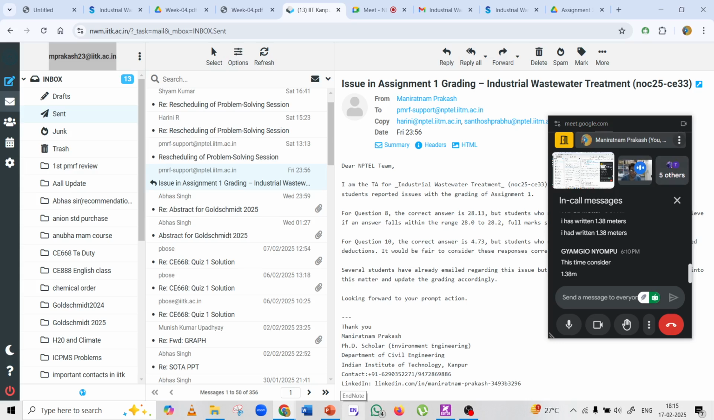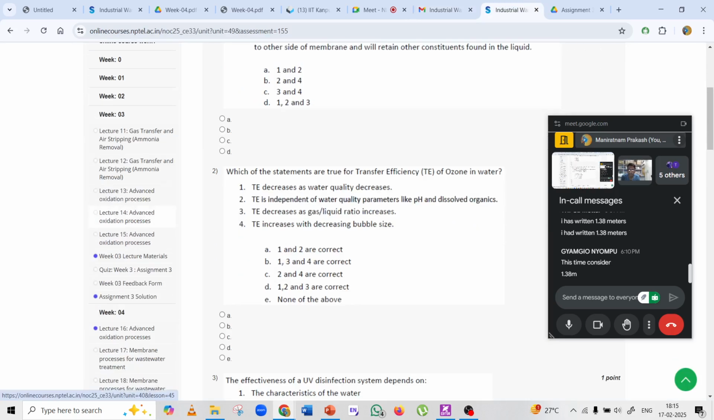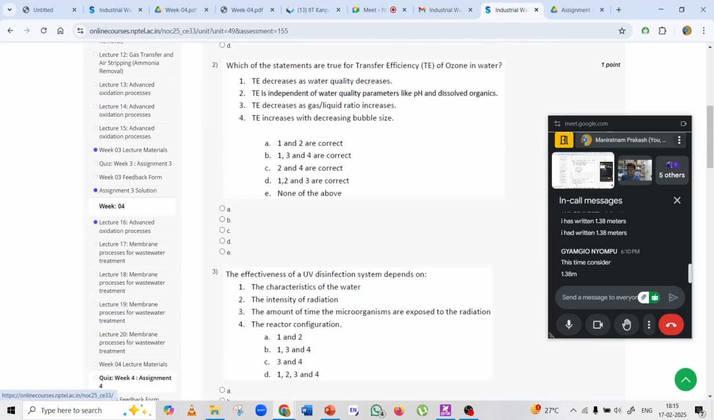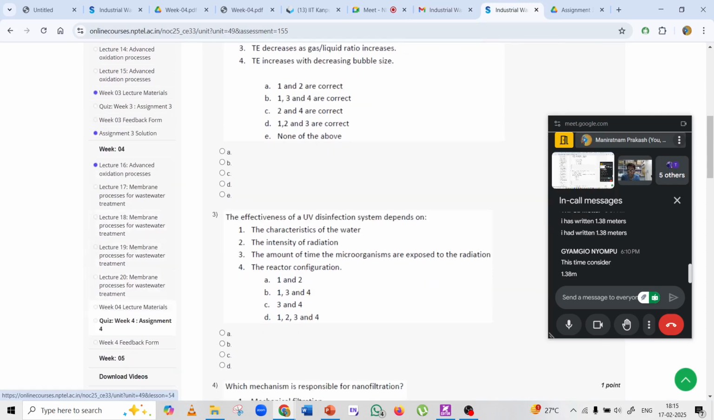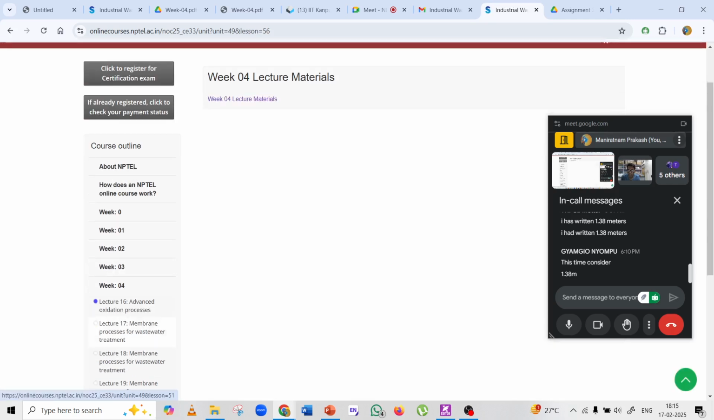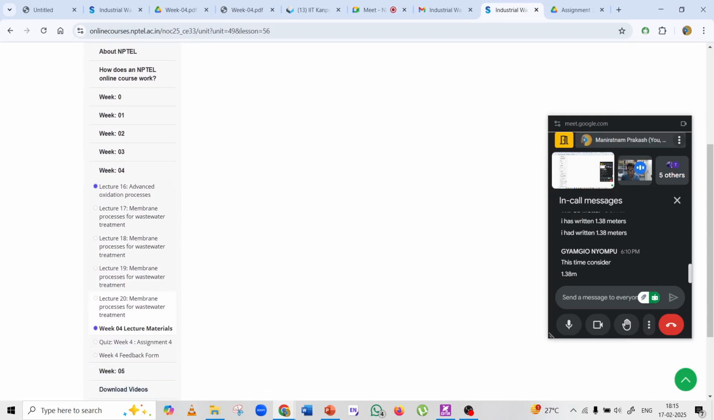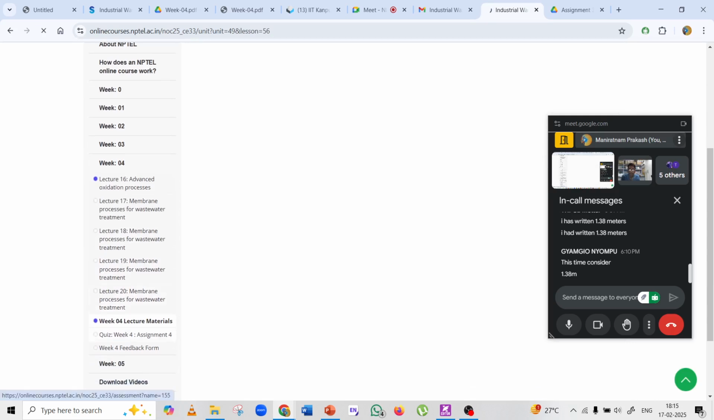Any more doubts from the previous assignment or any kind of problem? Can we ask doubts in the week 4 assignment? Yeah. In the sixth question, can I ask a doubt? Because we had discussed that RO membrane can remove all types of microorganisms or virus, but here that option is not there. Week 4, sixth question, I have a doubt here.